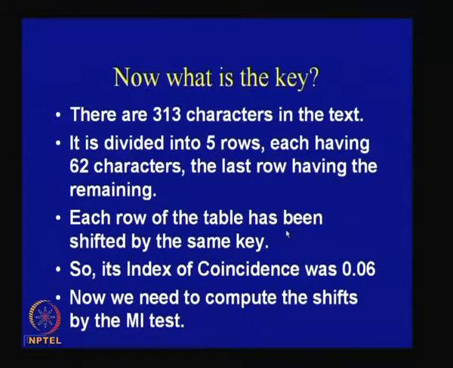Now each row of the table has been shifted, as we have discussed, by the same key, so its index of coincidence was 0.06, and we have actually observed that. Now we need to compute the shifts by the mutual index of coincidence test. So we form each of these rows, and for each row we assume that an English language text would have been shifted by a 0.